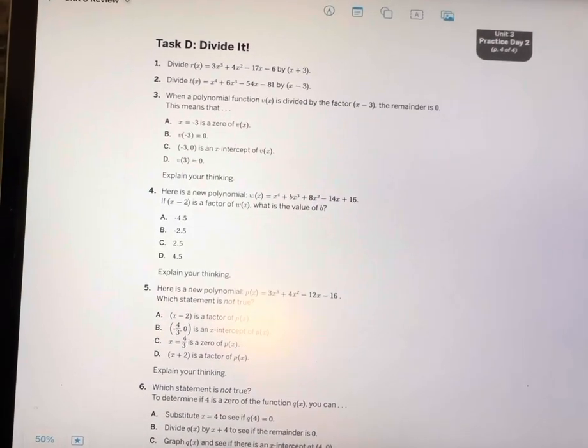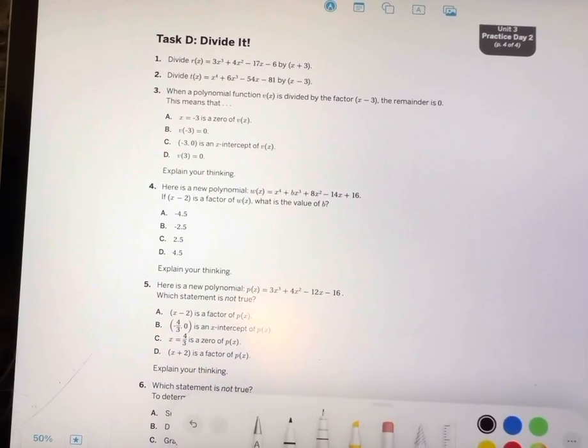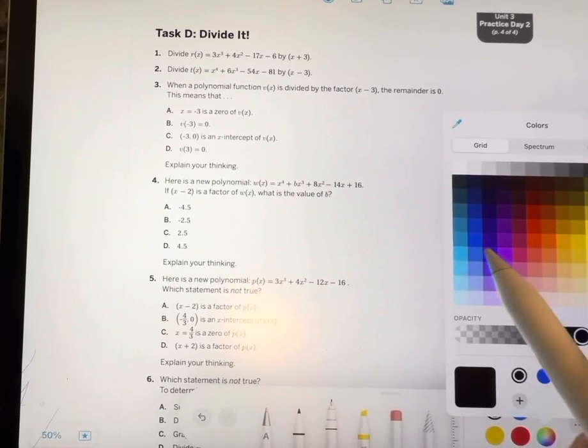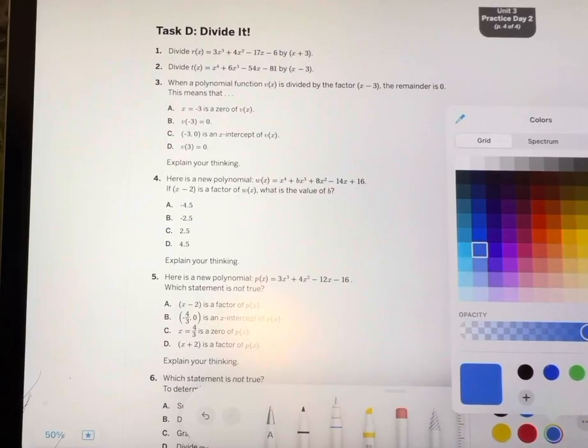Alrighty, let's do the last part of the review. Should we pick another pretty color? Look how beautiful that blue is. We're gonna go with that one.